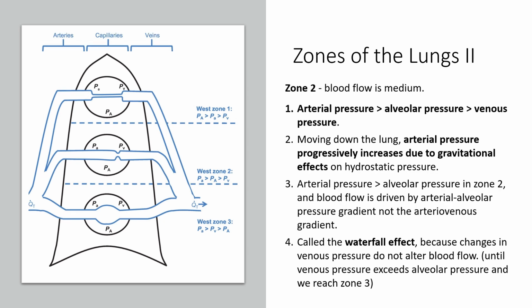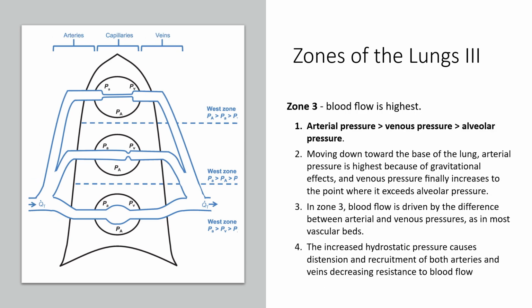Meanwhile, zone 2 is when blood flow is medium. This is where arterial pressure is greater than alveolar pressure, which is greater than venous pressure. Moving down the lung, arterial pressure progressively increases because of gravitational effects on hydrostatic pressure. Arterial pressure is greater than alveolar pressure in zone 2, and blood flow is driven by the arterial-alveolar pressure gradient, not the arterio-venous gradient. It's called the waterfall effect because changes in venous pressure do not affect blood flow until venous pressure exceeds alveolar pressure and we reach zone 3.